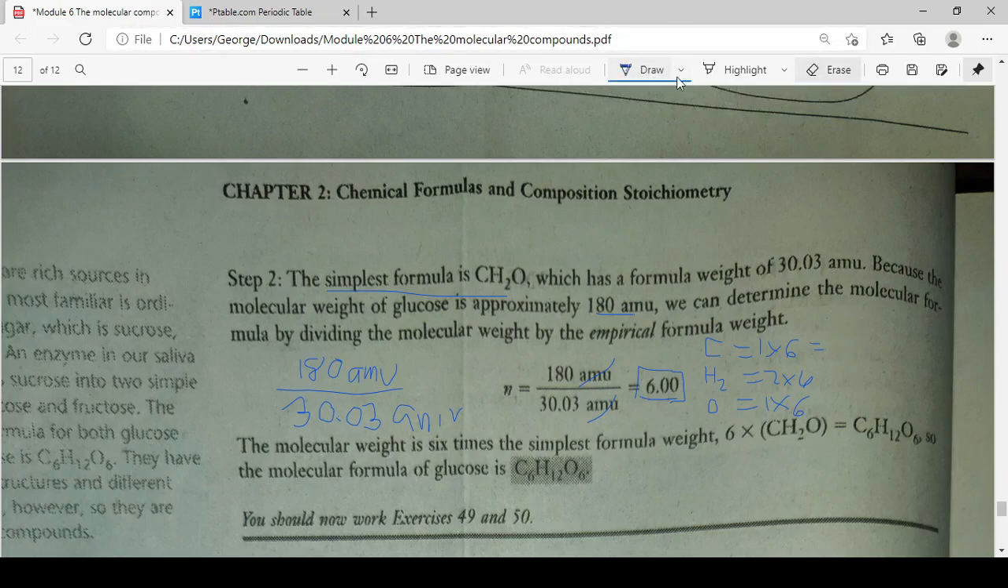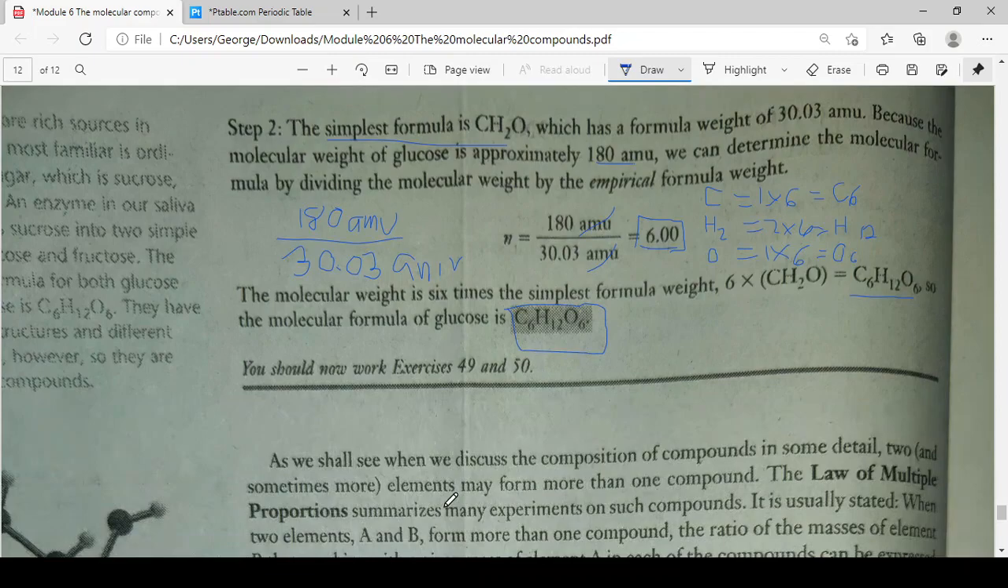Therefore, our C becomes C6, right? Our H2 becomes H12. And your oxygen is now O6. Simply combine these three elements and it is now C6H12O6. So the molecular formula of your glucose and the final answer is C6H12O6. And that will be all for our module.